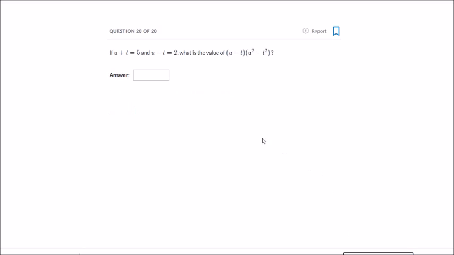So if u plus t is equal to 5 and u minus t is equal to 2, what's the value of u squared minus t squared? U squared minus t squared is the difference of squares, so it's u minus t times u plus t. So if you rewrite this equation, you will have u minus t, u plus t. U minus t is 2, and u plus t is 5, so 2 times 5 is 10. And that's it.